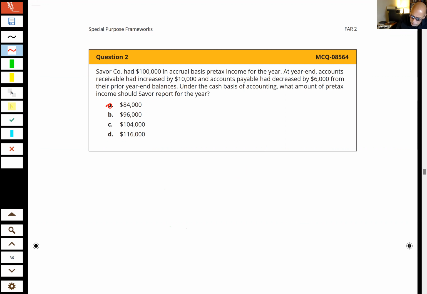And again, we're going to follow the rules. They want us to go from what? From accrual basis to what? Cash. So we have to follow that rule from accrual to cash. The flashcard says start with the accrual net income. And so they tell us that the accrual net income here was what? 100,000. Write that down. That's the net income.